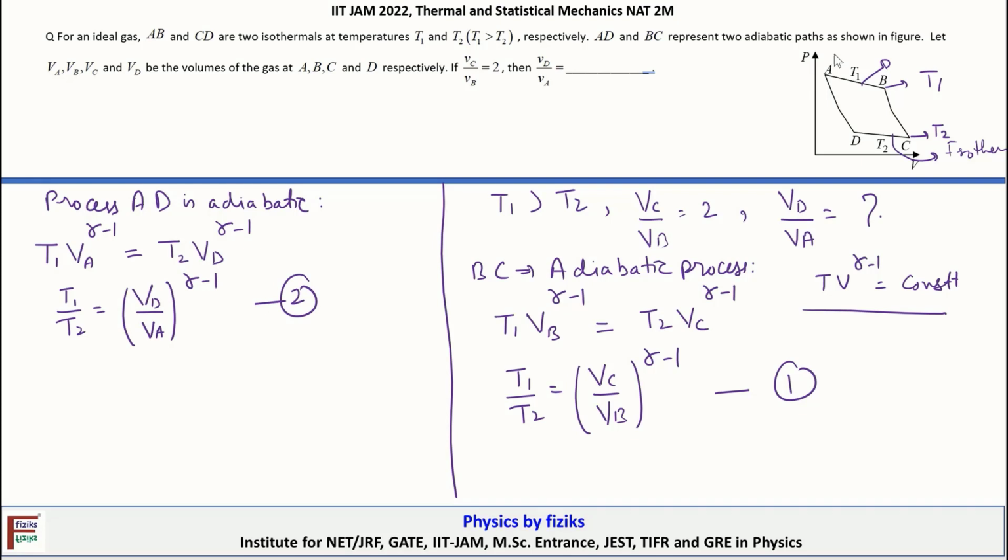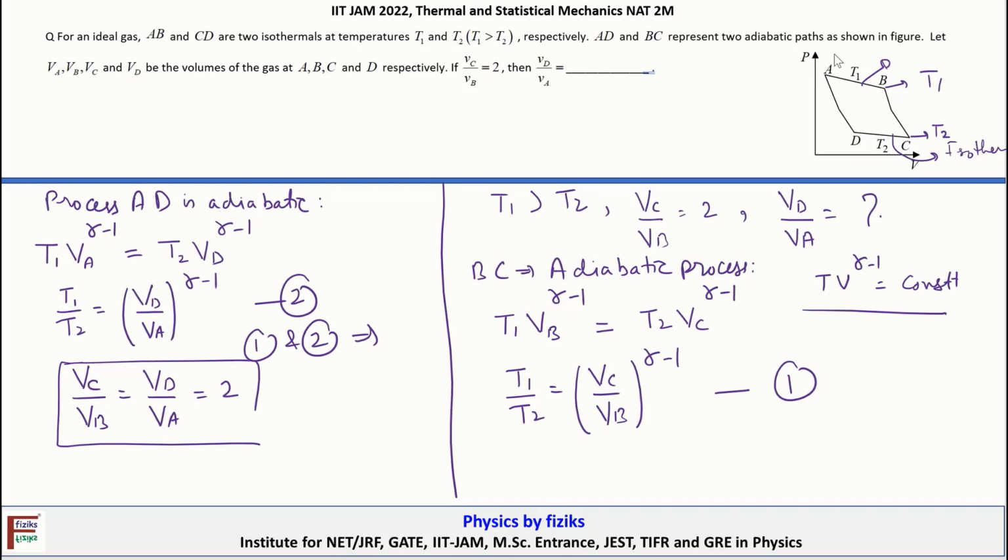Now if you compare equations 1 and 2, we obtain that VC upon VB is equal to VD upon VA, which is equal to 2. Because VC by VB is equal to 2, it's given to us. Therefore, the correct answer is 2 here.